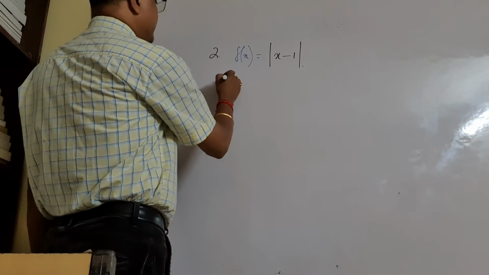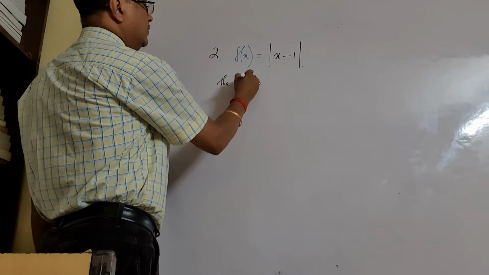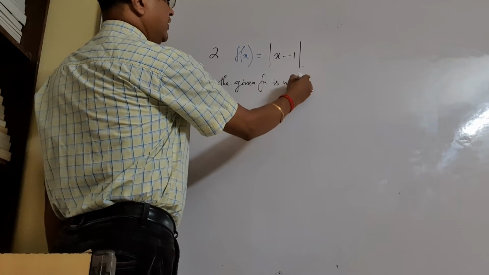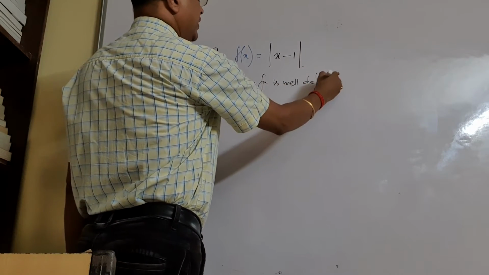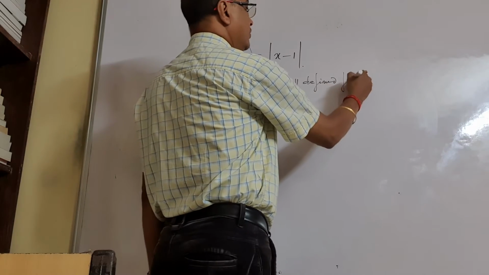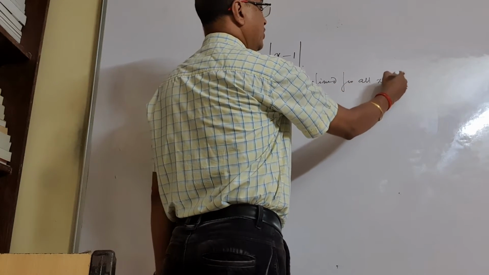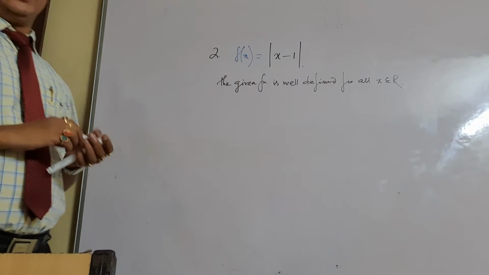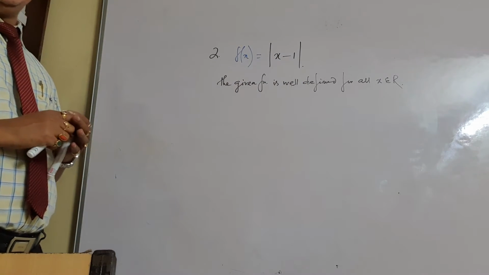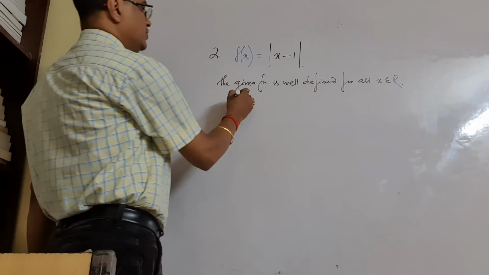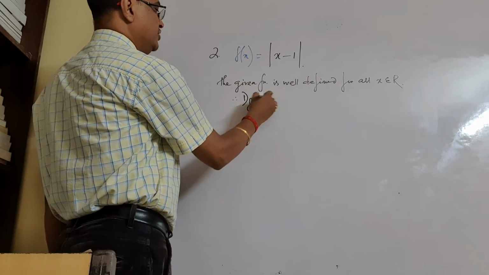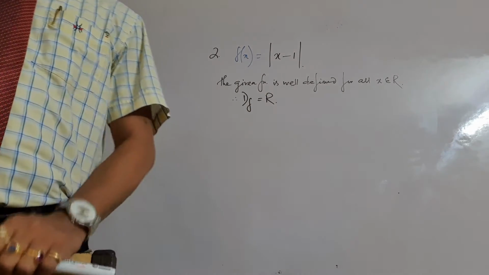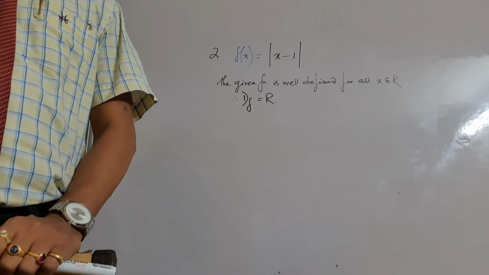So the given function is well defined for all x belongs to R. If you put any value of x here, the function is well defined. We will not get any values for which it is not defined. So therefore, the domain of this function is R. Again R. The domain of the function will be real numbers. Any real number can be taken.